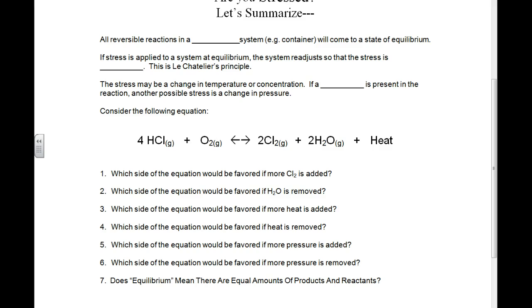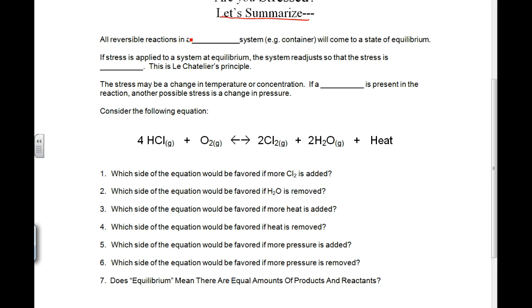All right, now, this is the culminating activity to make sure we understand Le Chatelier's principle. All right, let's first summarize. This is on some page, I don't know. I should always check, but I forget. So make sure you are there. Are you stressed? Let's summarize.